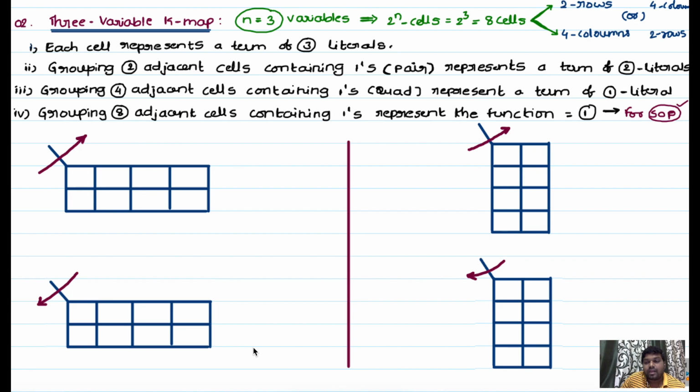8 cells means we cannot divide in equal portions. So we can take 2 rows, 4 columns, otherwise 4 columns or 2 rows. So the n rows, n columns statement is not applicable for this case, because we cannot distribute in an equal way with 8 cells. If the number of cells can be distributed equally, then the n rows and n columns statement is valid. But here we are getting 8 cells, so we cannot divide equally. That's why we are taking 2 rows, 4 columns, otherwise 4 columns or 2 rows. 4 into 2 means 8.